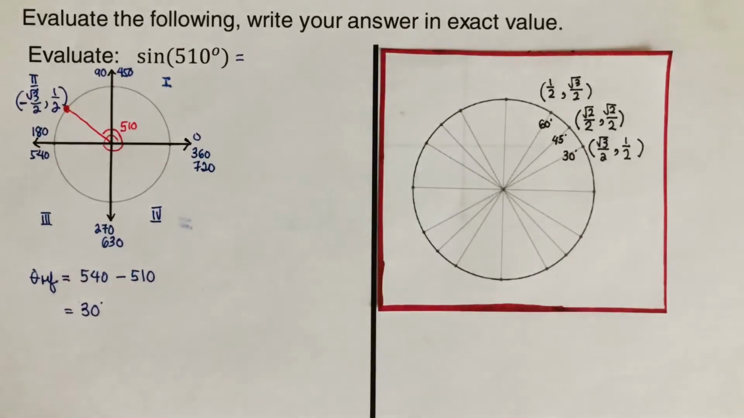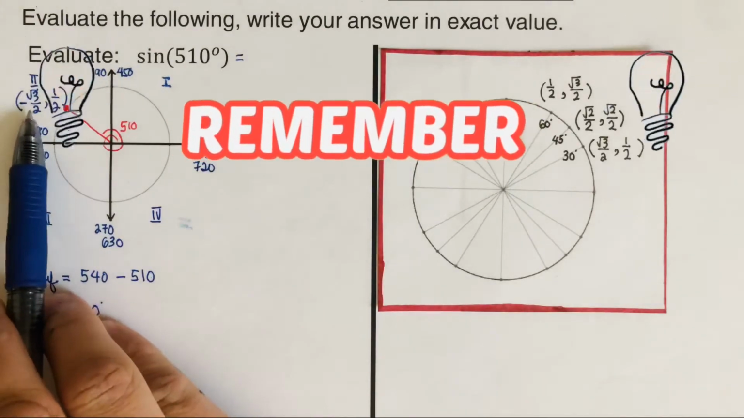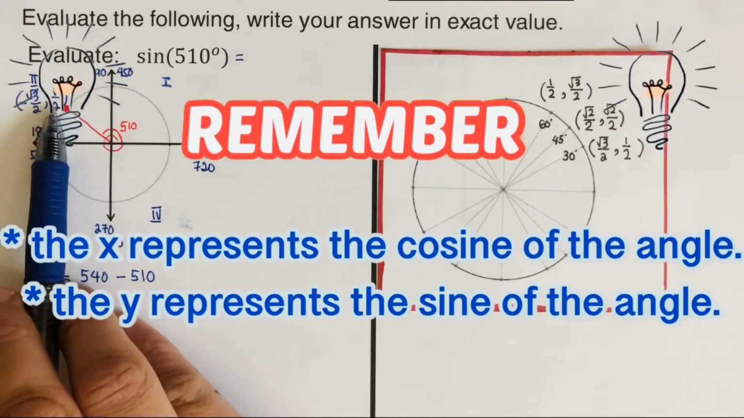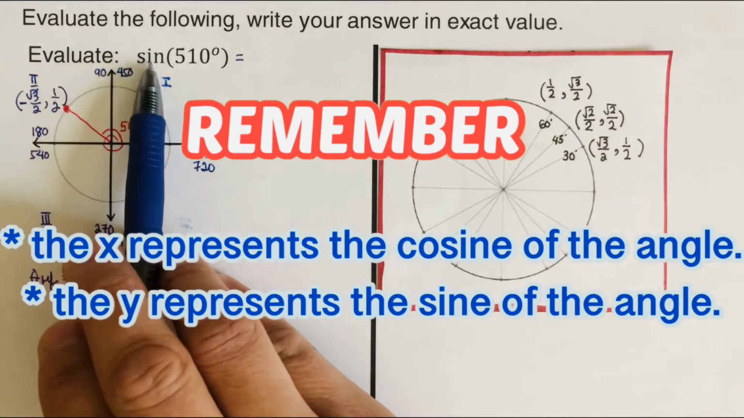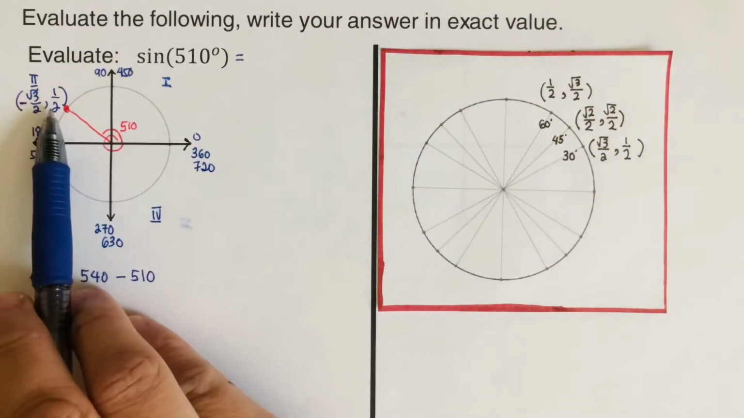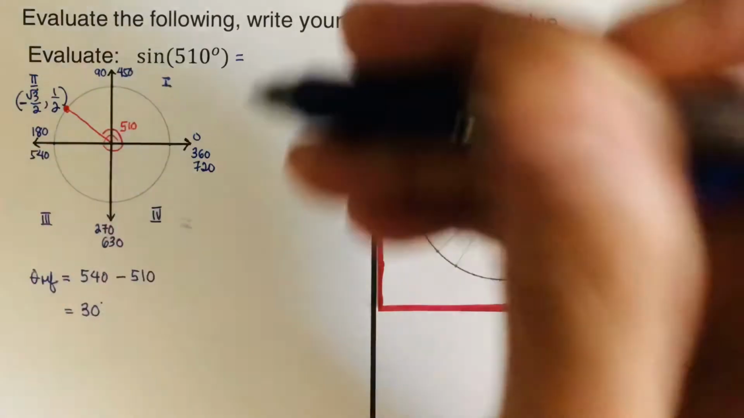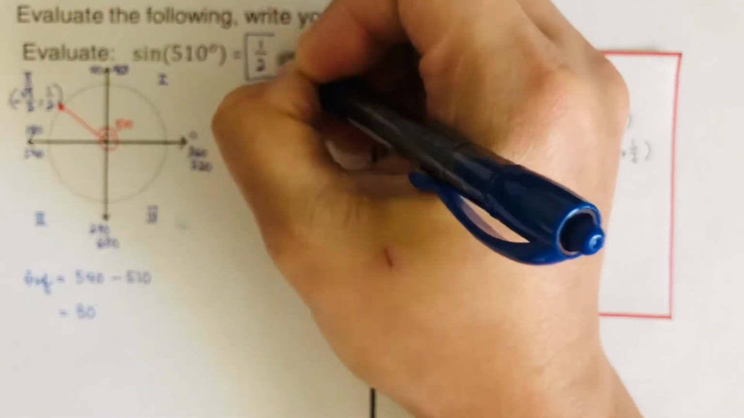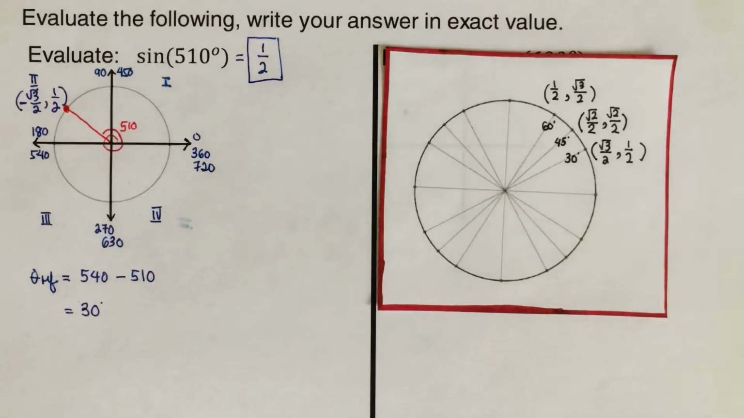Again, we remember that the x value is the cosine of that given angle, and the y value is the sine of that given angle. So since we're looking for sine, the value for sine 510 would be a positive 1/2. So this is the value for sine 510.